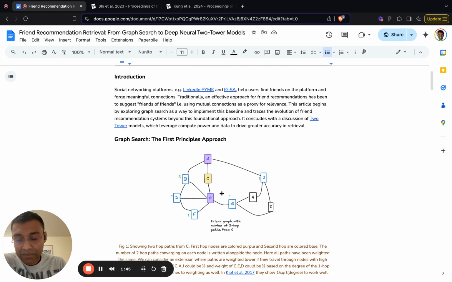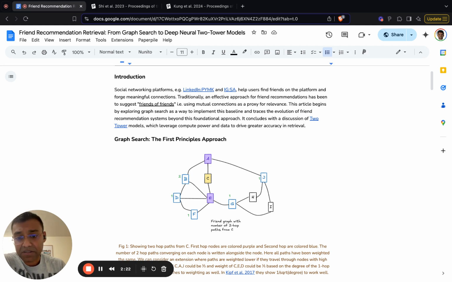So I've shown an image here. Imagine C is the viewer, the person who's on your app right now, and you're trying to recommend friends to them. Then what you could do is look at their first degree nodes, which are A and E, and then look at the second degree from there. So B, D, F, G, and J. So that will be friends of friends.